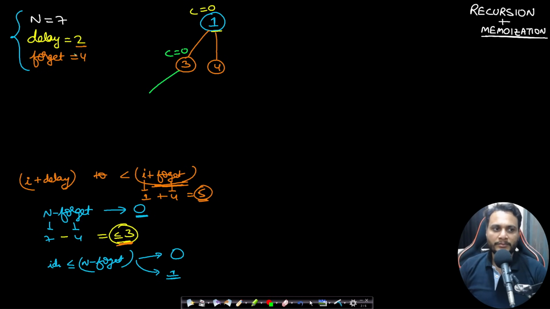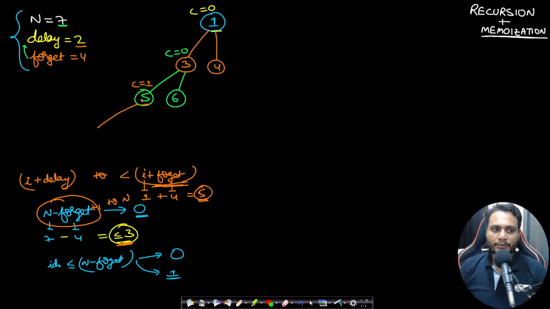It will be spreading from 3 plus delay. That means it will be spreading to 5 and 6, because the range difference between forget and delay is only 2, right? Now it will not be going to 7. The n value is 7. Now you look at this 5. Will it be contributing anything? Yes, because it is greater than this value 3. So within the range of n minus forget plus 1 to n, it will be knowing the secret by the end. So its count contribution will be 1.